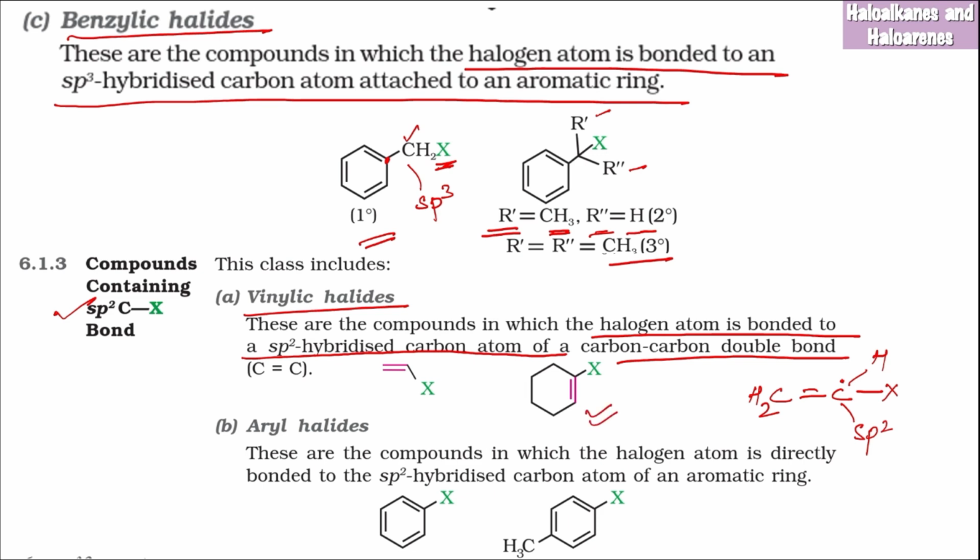In this compound also, this is carbon-carbon double bond and halogen is bonded to the sp2 hybridized carbon atom of the carbon-carbon double bond. Next is aryl halides. These are the compounds in which the halogen atom is directly bonded to sp2 hybridized carbon atom of an aromatic ring. Here the halogen atom is bonded to this carbon. This carbon is sp2 hybridized carbon of the aromatic ring. So these are known as aryl halides.